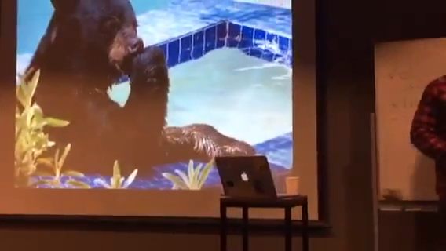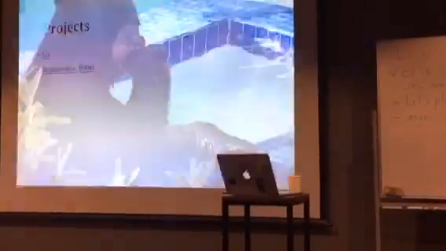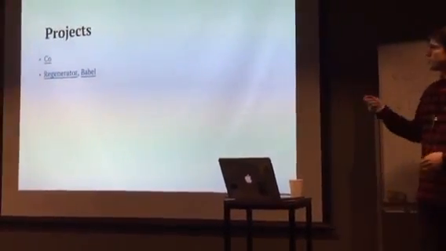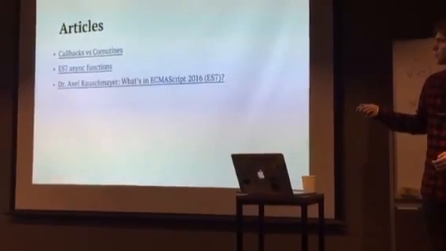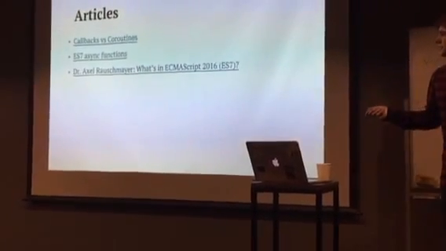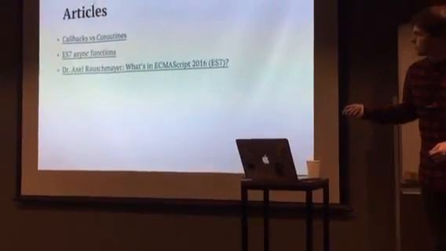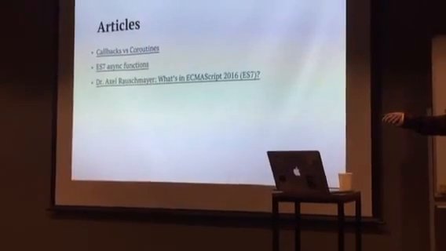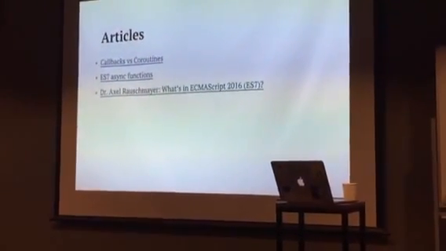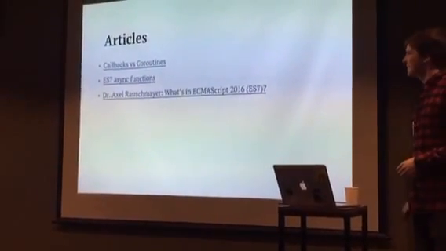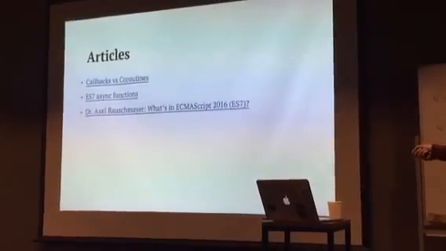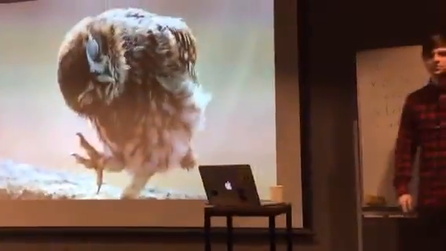So just think about it, just try to use it. There are a couple of things for the co library, generator Bible, and a couple of articles you should definitely read about callbacks and coroutines, about these asynchronous functions, and an article from Dr. Axel about what's coming next. I met him this year, and he told me how to pronounce his last name. So what's coming next in ECMAScript 7? And that's it. Thank you.